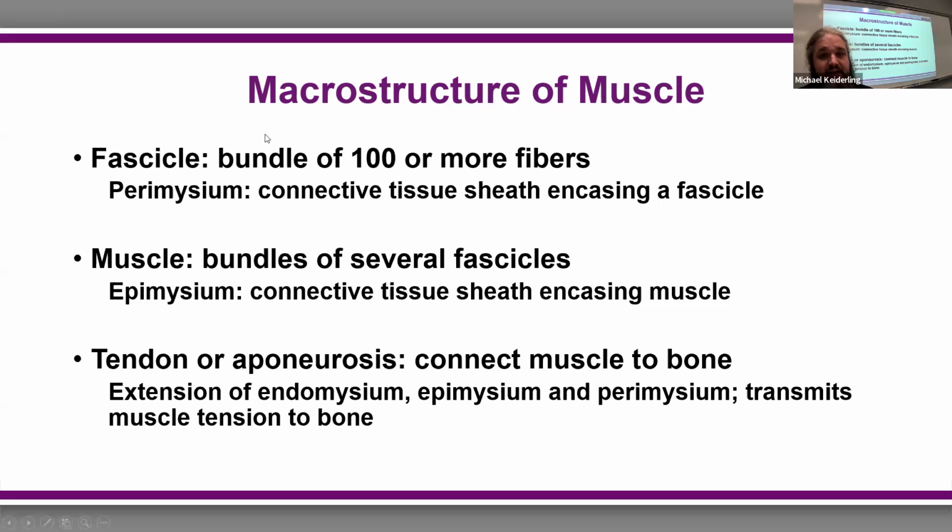So a fascicle is a bundle of 100 or more fibers. And then there's the perimysium, which is the connective tissue sheath encasing a fascicle. And a muscle is made of bundles of several fascicles. And the epimysium is the connective tissue sheath encasing the muscle. This is sort of the macrostructure. And a tendon or aponeurosis connects the muscle to the bone. And this is an extension of the endomysium, epimysium, and perimysium that transmits muscle tension to the bone.